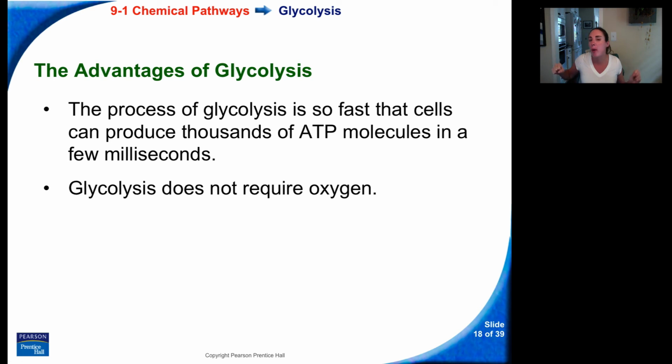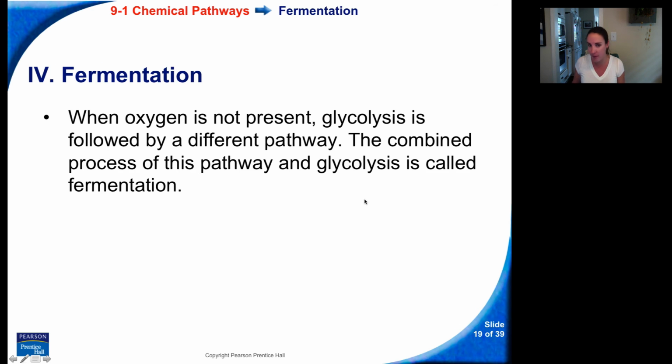So if you need to push a car off of someone, you actually have the ability to do that, and you would use glycolysis because it's a really quick way to get a really big burst of energy, but it doesn't last. You can't sustain that energy over a long time. In order to sustain energy, you need oxygen to do that.